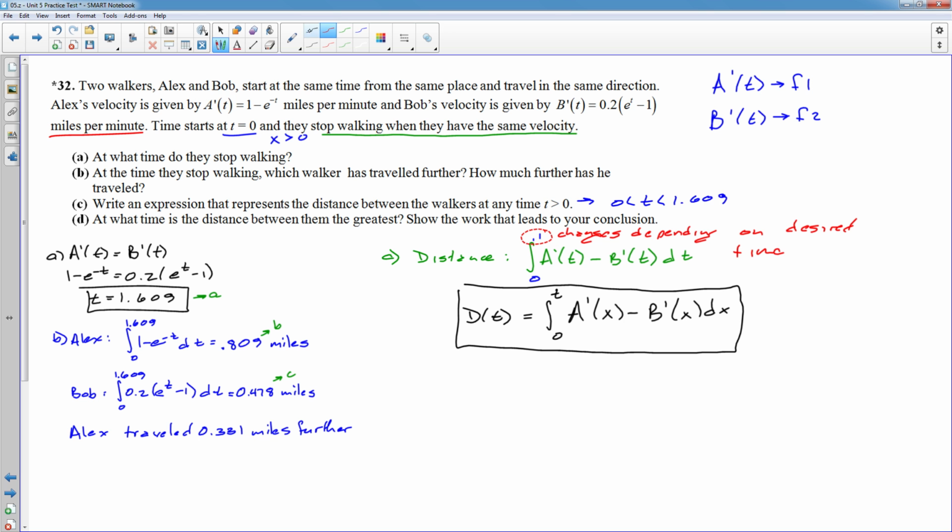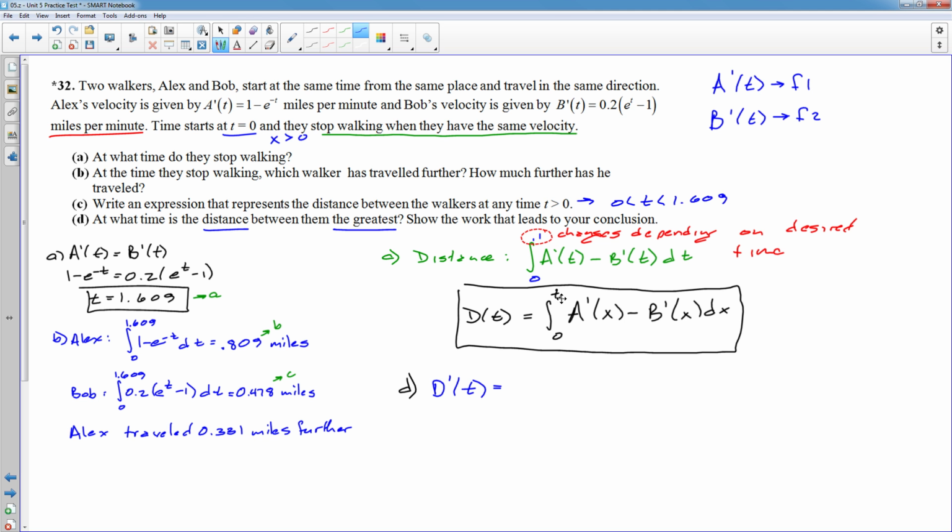Okay, and finally, number D. At what time is the distance between them the greatest? Ooh! Anytime something references the greatest or the least or the most or the smallest or anything like that, we know we're going to need critical numbers, and we want the greatest distance. So I'm going to need the critical numbers of distance. Well, that means I'm going to need to set what I call d prime of t equal to 0.